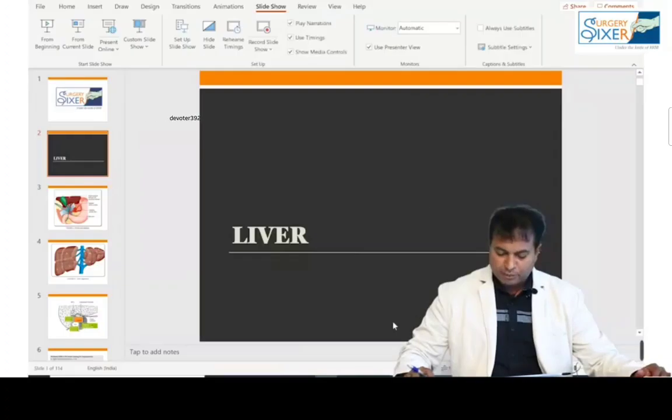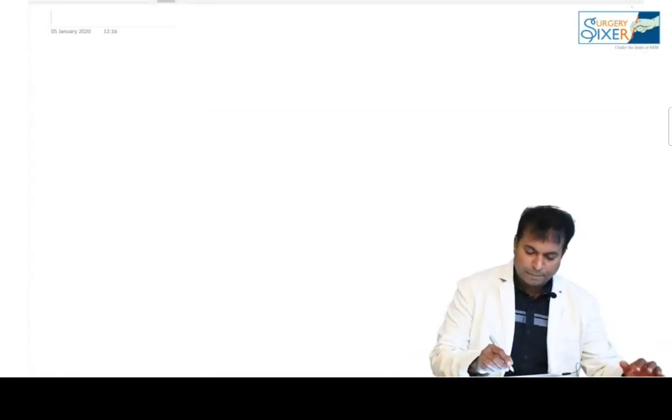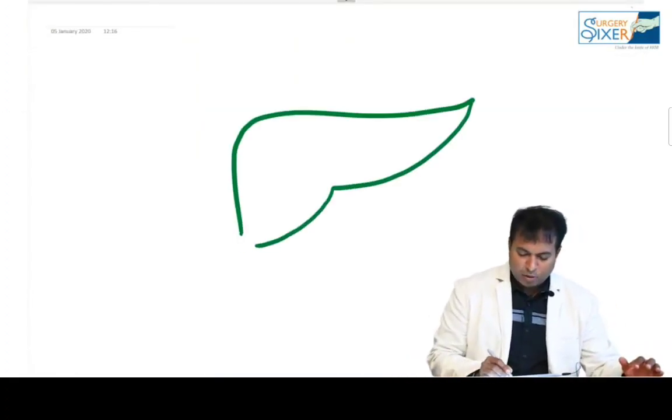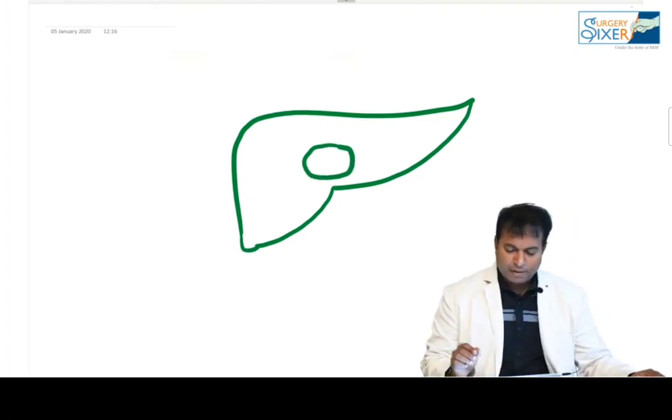Before going into the depth of liver, let me discuss the basic things you should know for your exams. Please remember, liver is the largest solid organ in your body, and it has a hilum. This is the hilum of the liver.